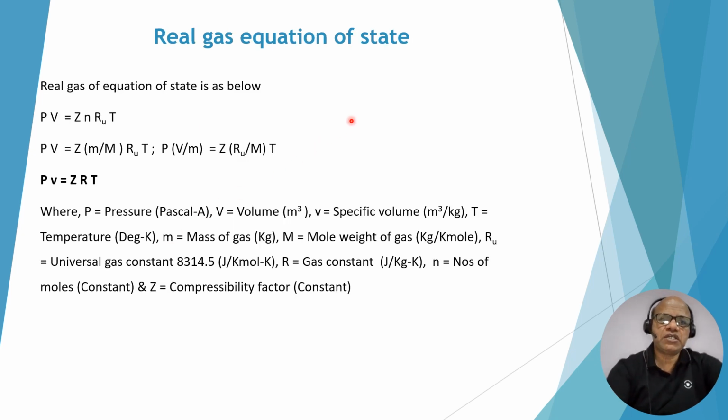The real gas equation is written as P equals Z R T over v, where Z is the compressibility factor. With further simplification, we can write P v equals Z R T, and this is the standard equation which is used for derivation purposes.